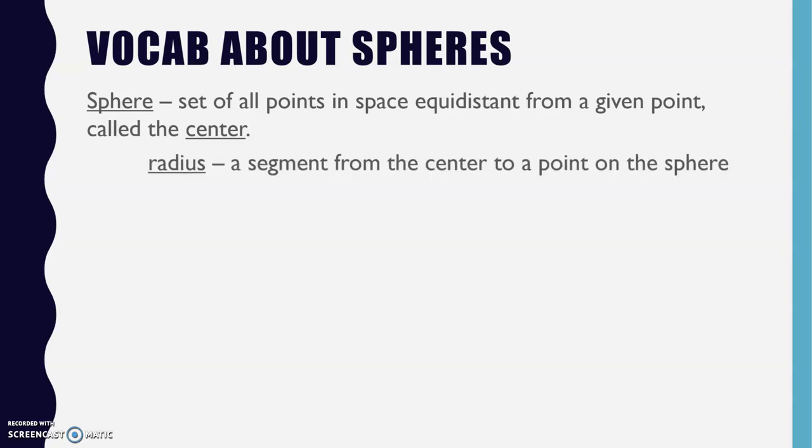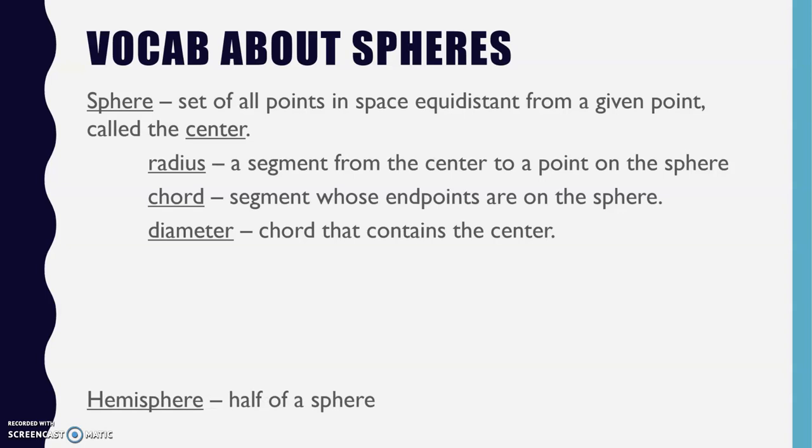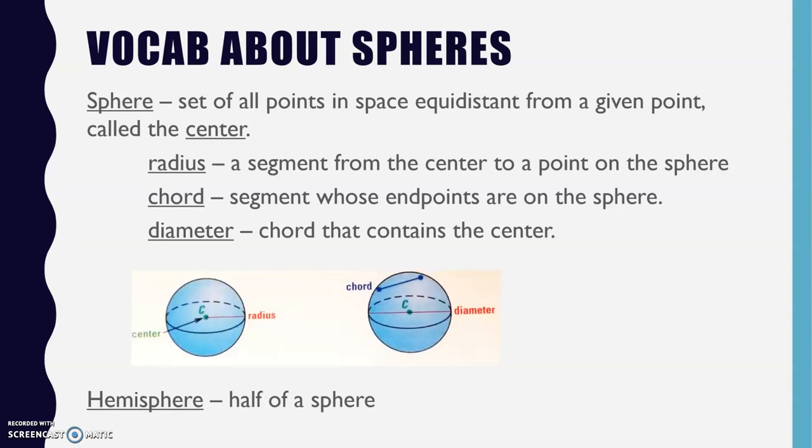So the radius of a sphere starts at the center and goes to the end of the sphere, kind of like the radius of the circle goes from the center of the circle to the end of the circle. Your chord, same idea. It's a segment whose endpoints are on the sphere. And the diameter is the chord that goes through the center or contains the center. So it's double the radius. And then your hemisphere is going to be half of a sphere. So we're going to be working with both of those.